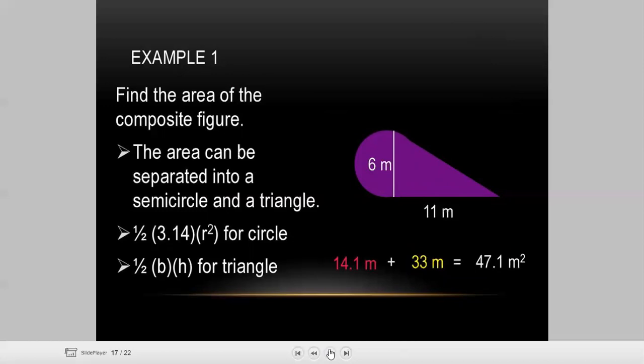To find the total area of the composite figure, I just need to add the area of the semicircle to the area of the triangle to find the total area. So I have 14.1 meters plus 33 meters squared is 47.1 meters squared. It's always squared if we're talking about area. So it's written here a mistake. I should write 14.1 meters squared and 33 meters squared.